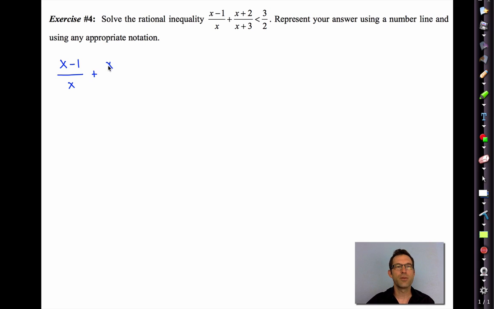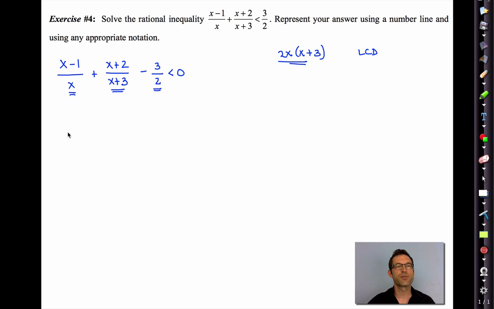The first thing that I would do is I would move my 3/2 to the other side, because then I have an inequality compared to 0. Now, I want it to be all one fraction, so I have to get a common denominator. And that common denominator's got to have a factor of 2, it's got to have a factor of x plus 3, and it's got to have a factor of x. So the common denominator I'm going to be looking to get is this. That's going to be my least common denominator.